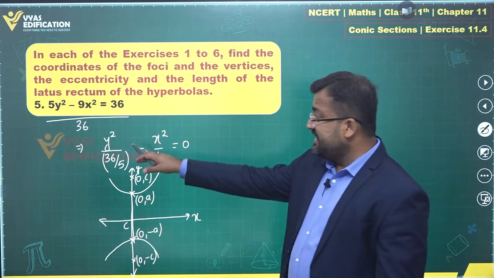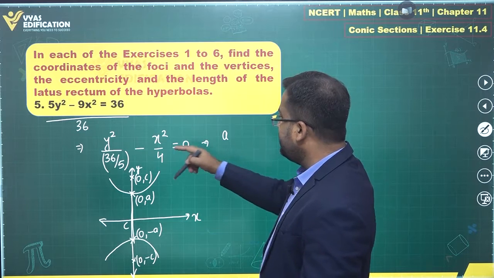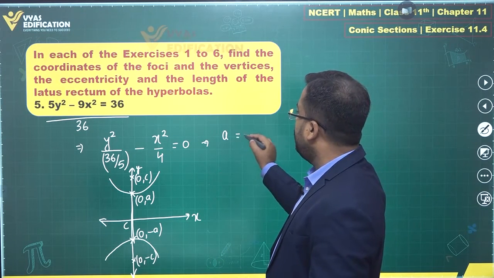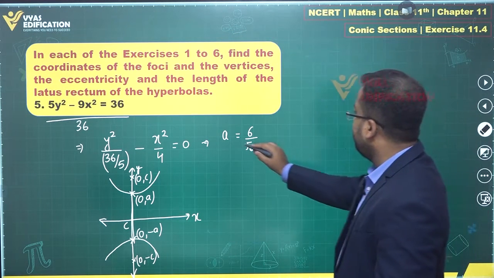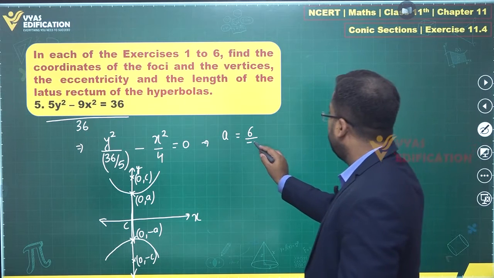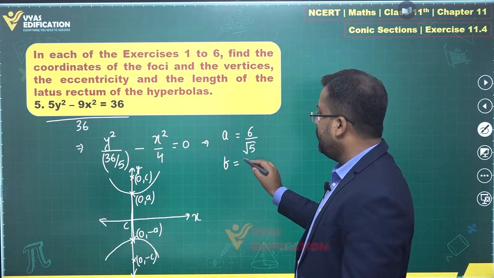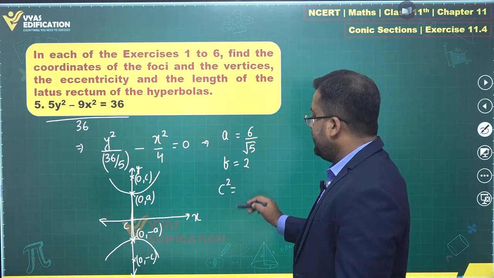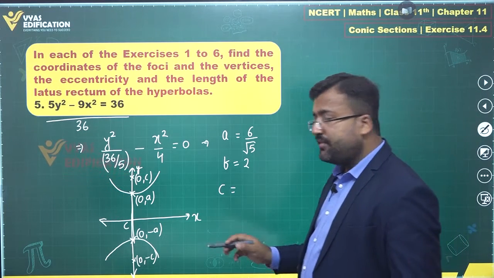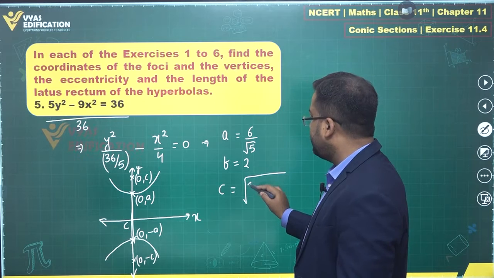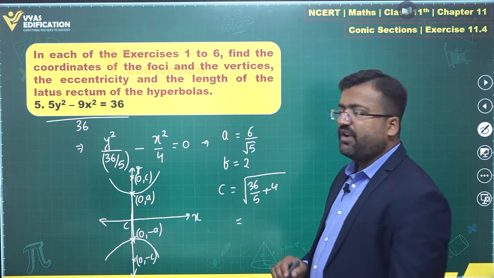Now we can compare this hyperbola with the standard form, and we can say that a square is 36 upon 5, therefore a will be equal to 6 upon root 5, taking the under root throughout. b square is equal to 4, therefore b is equal to 2. c is under root of a square plus b square, which is 36 upon 5 plus 4. What is that? 56 upon 5, and it's under root.